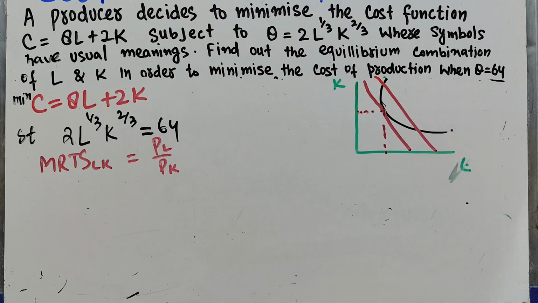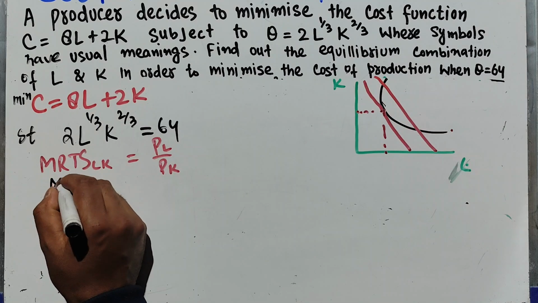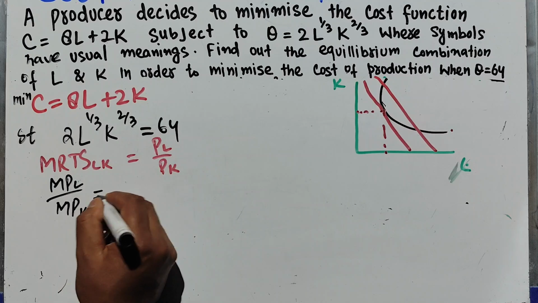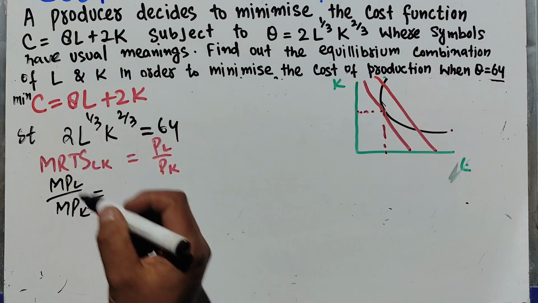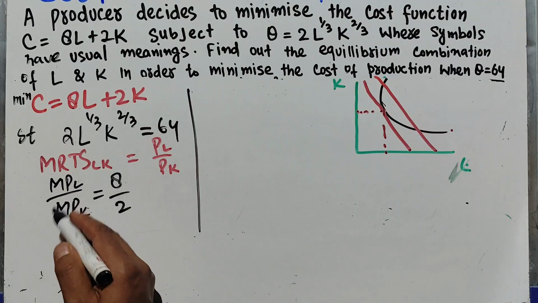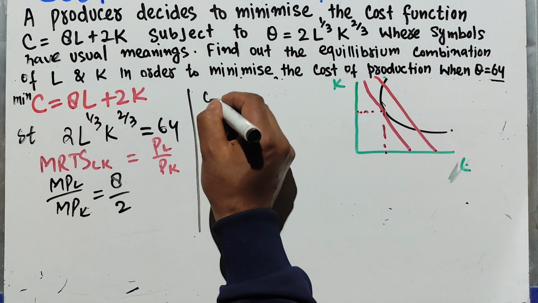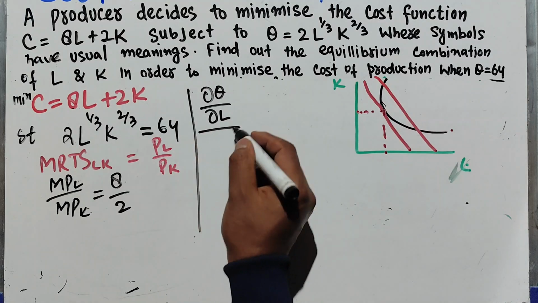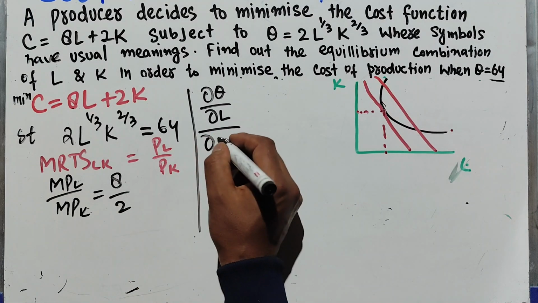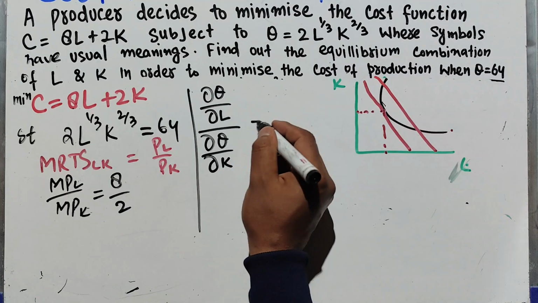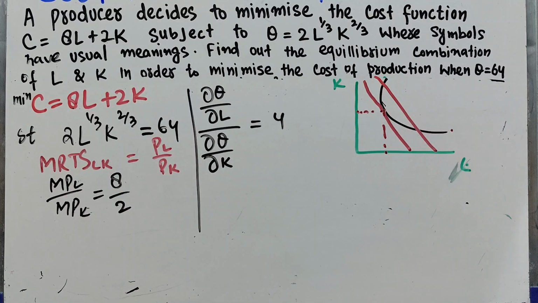Now MRTS, as you know, is simply marginal product of labor upon marginal product of capital, and the input price ratio is: price of labor is 8, price of capital is 2. Now MPL means the change in the total output due to the change in the units of labor employed. Similarly, MPK means the change in the total production due to the change in the units of capital employed. It should be equal to 8 upon 2, which is equal to 4.